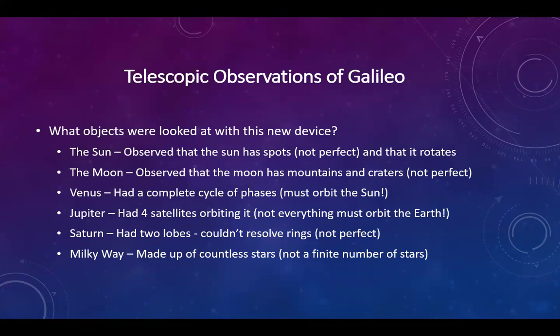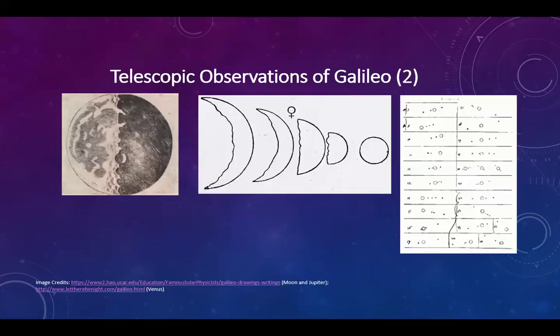He saw that Saturn had 2 lobes. He couldn't actually resolve the rings yet, but what he was seeing was the rings. Again, not perfect. And he was able to see that the Milky Way, which looks like sort of a bright streak across the sky, was actually made of countless stars. There's lots and lots of stars out there. There wasn't some small finite number of stars. So here are some of the telescopic observations of Galileo.